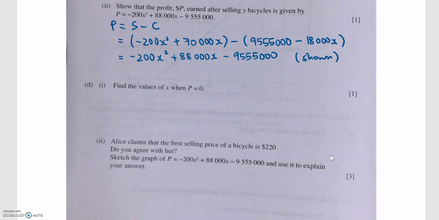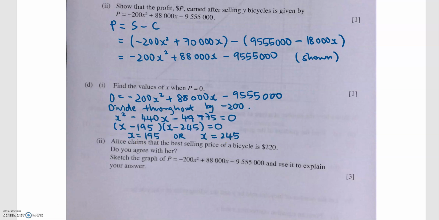Now the next part wants us to find the values of X when P equals to 0. So I will do a simple substitution. When P equals to 0, I will get this. And then I will proceed to solve and simplify this equation. Solving the equation will give me this. So X is either 195 or 245.